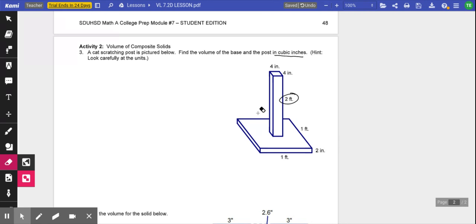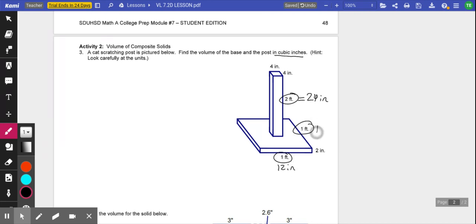So 2 feet, 2 feet. There's 12 inches in a foot. So this has to be 24 inches. And over here, these are really 12 inches. Okay, so this problem is not tricky by its work, it's tricky by its conversions. So now we can work out this bottom part.